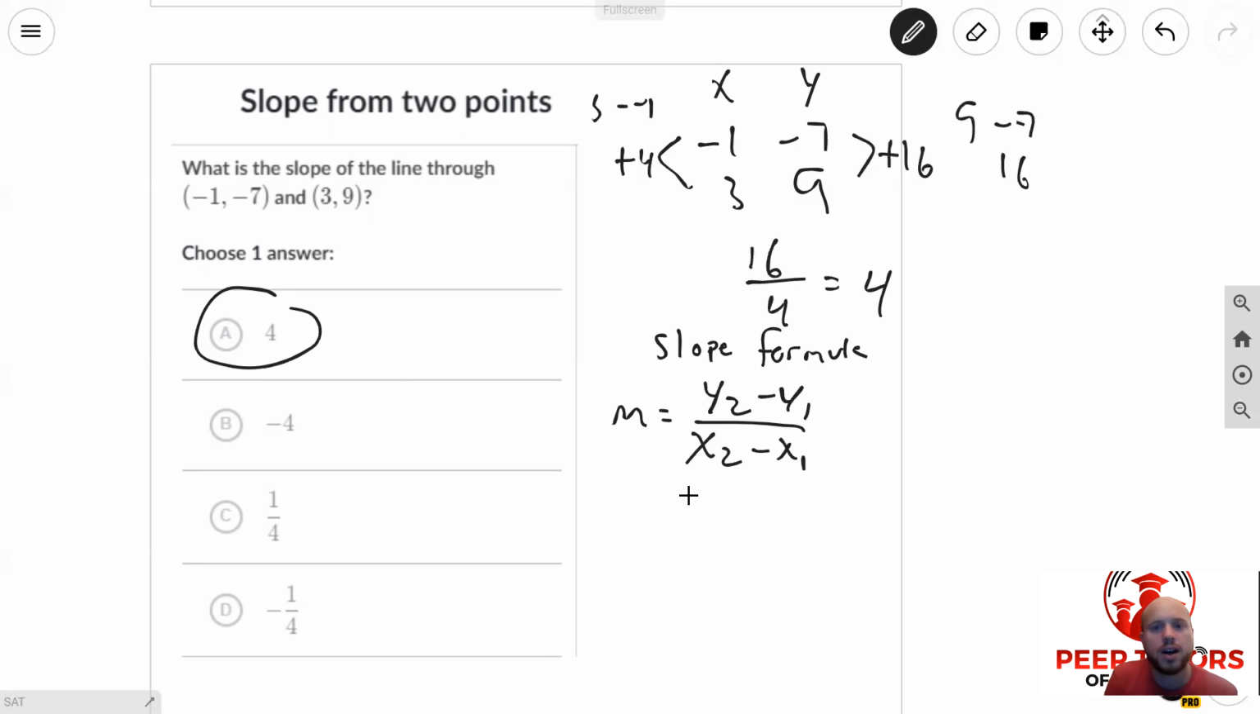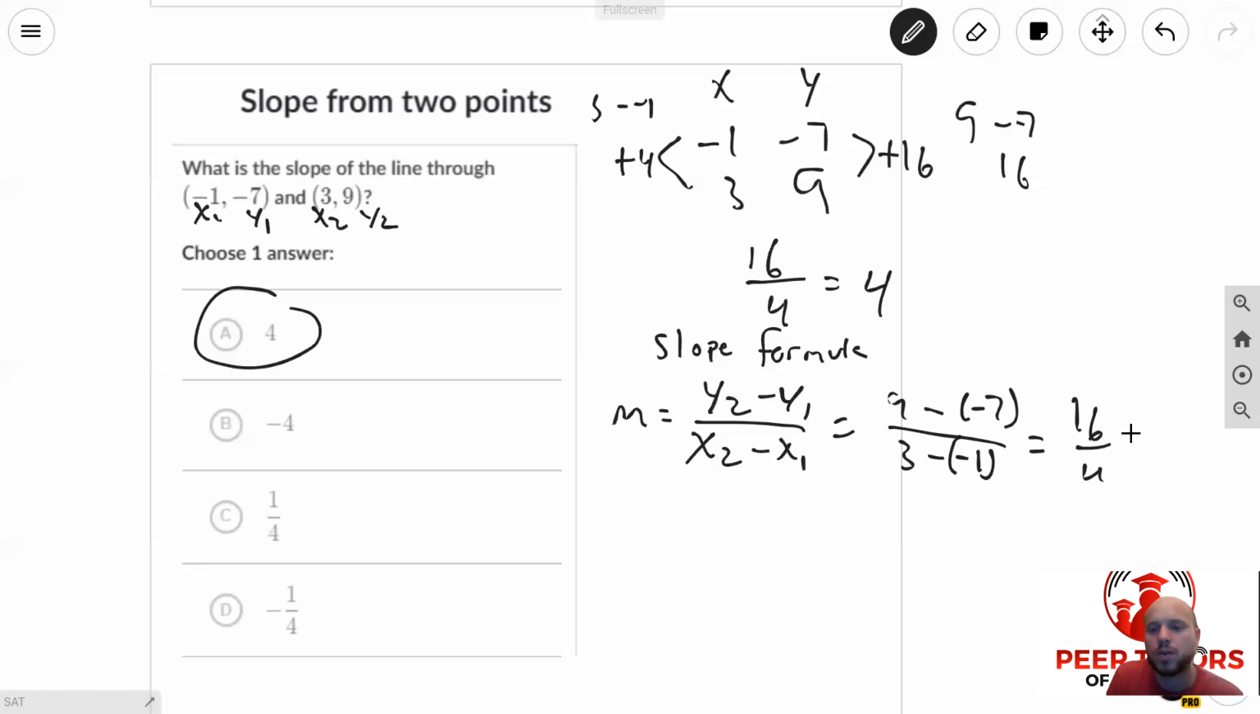So we have 2 points, x1, y1, x2, y2. So we label them x1, y1, x2, y2, and then we substitute into the formula. So y2, as I look up there, is 9. y1 is -7. x2, as I look up at the question, is 3. x1 is -1. And you can see I did those calculations, and so you end up with the 16 over 4, and that's 4.